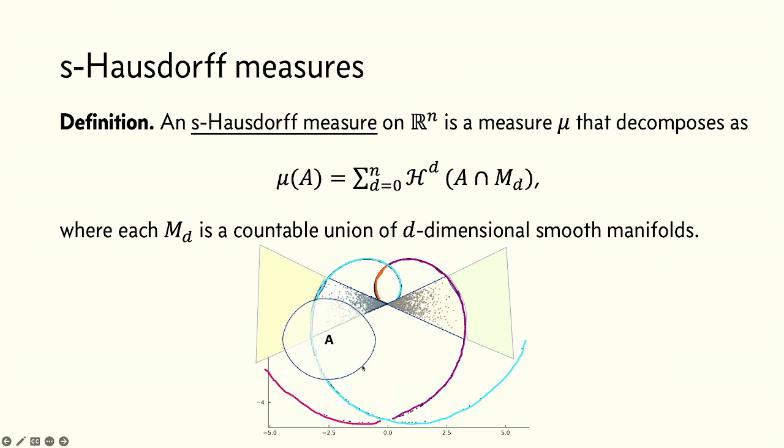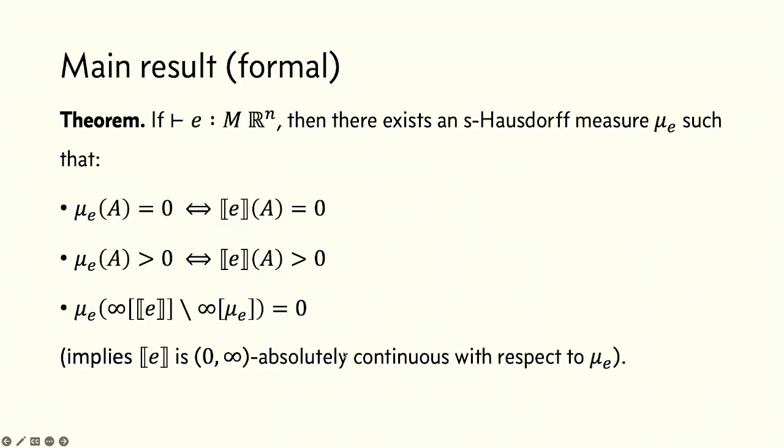Yeah. So mu is going to measure a set in the special way determined by how we've decided to carve up a space into smooth manifolds. And so using this, we can give a formal statement of our result, which is that if we have a term of type mRn in our language, then there exists an s-Hausdorff measure, mu, for that term, such that whenever mu assigns measure 0 to a set, so does our program and vice versa.